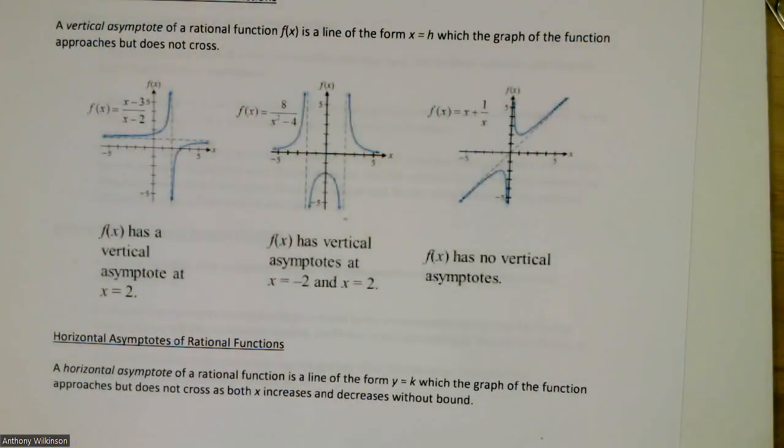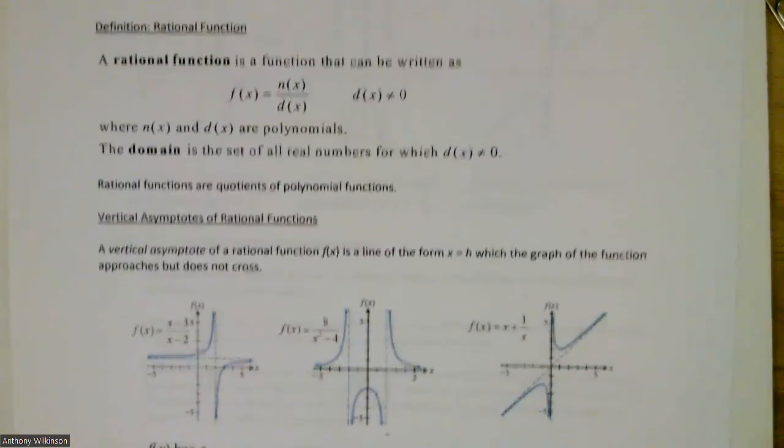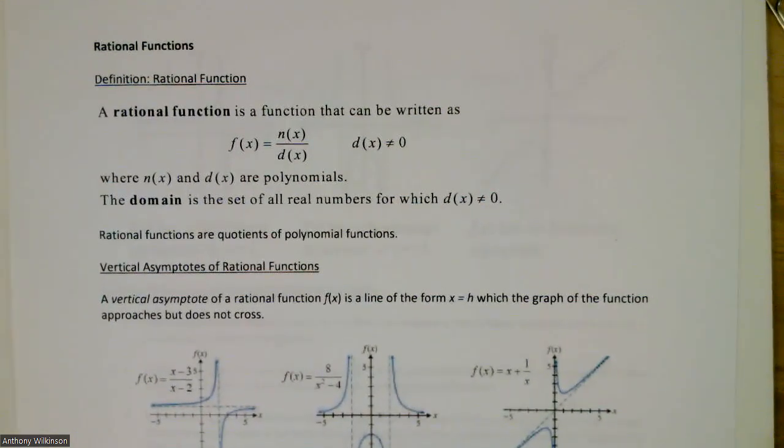All right, next we'll look at rational functions. Rational functions. So here's the definition. A rational function is a function that can be written as f of x is equal to n of x divided by d of x, where your d of x, which is your denominator, cannot be equal to 0. And n of x and d of x are polynomials, by the way.